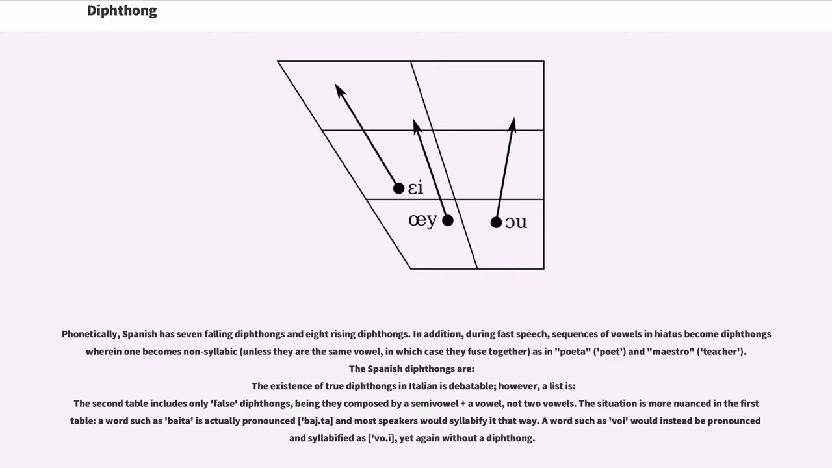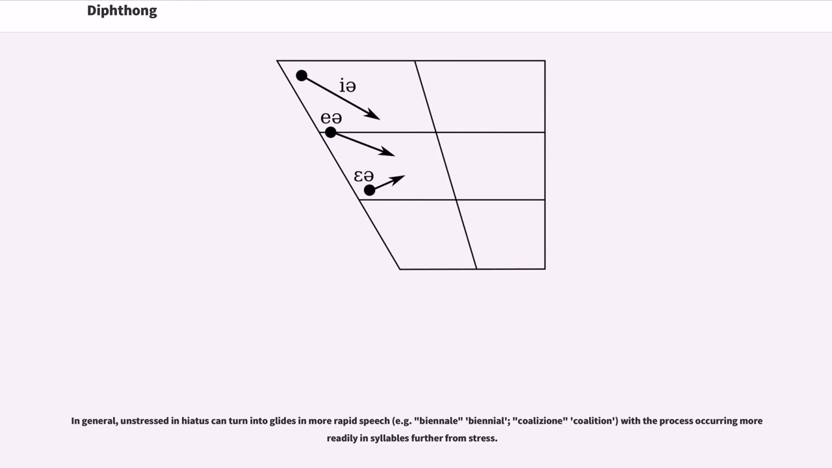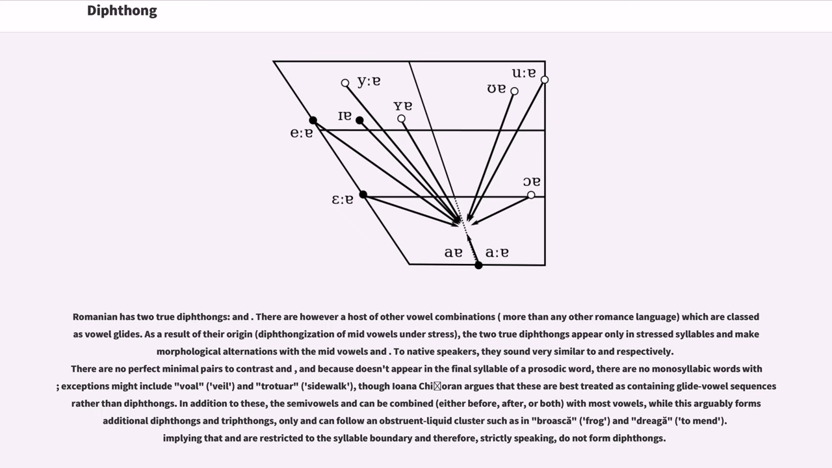The situation is more nuanced in the first table. A word such as bida is actually pronounced bida, and most speakers would syllabify it that way. A word such as voi would instead be pronounced and syllabified as vo.i, yet again without a diphthong. In general, unstressed vowels in hiatus can turn into glides in more rapid speech, with the process occurring more readily in syllables further from stress. Romanian has 2 true diphthongs, and there are however a host of other vowel combinations which are classed as vowel glides.